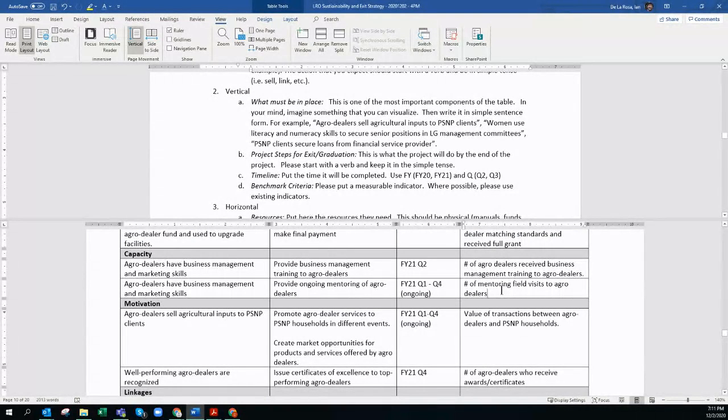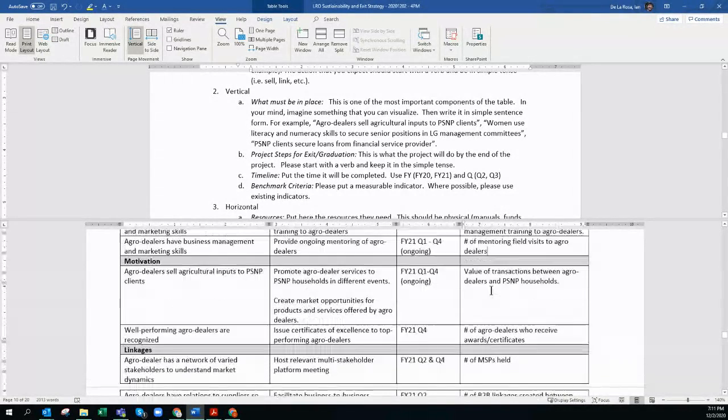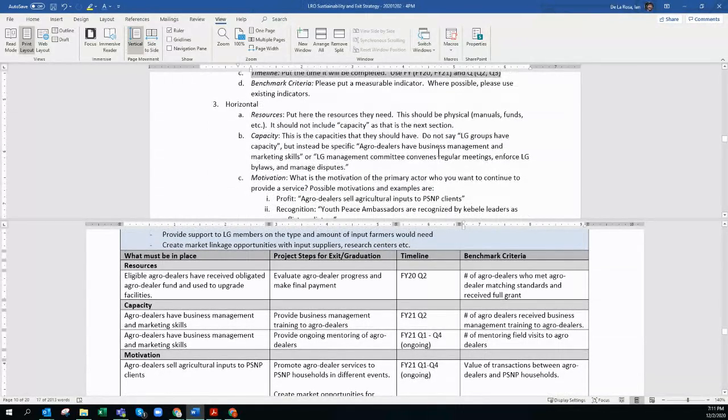So try to simplify these, and wherever possible, try to use an existing indicator if we're already tracking that on our DIP, so we're not adding too many more to our systems. All right, so now let's take a look at resources.